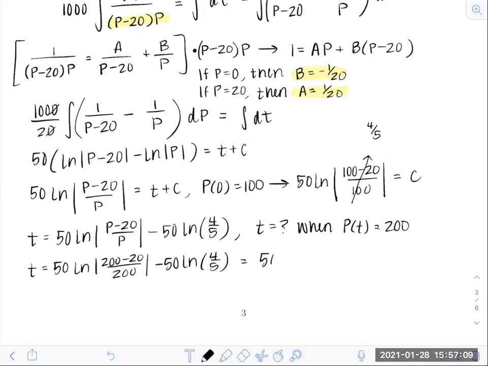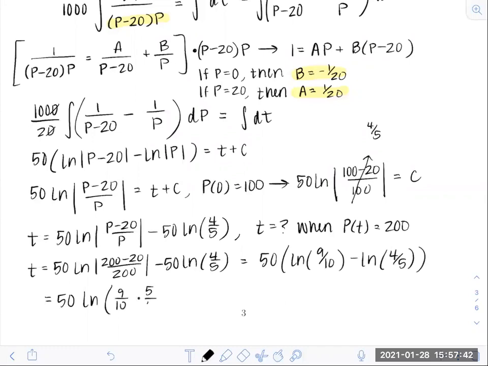I'm going to just pull this 50 out front. 200 minus 20 is 180. So 180 divided by 20 is 18 over 20 is 9/10. All right, and certainly you could plug this into your calculator right here. I just like to simplify. So I'm going to use that same logarithm rule that says the difference of two logs becomes the single log with the quotient. So that is 9/10 divided by 4/5, or the same as multiplied by 5/4. 5 goes into 10 twice. So this is 50 natural log of 9/8.